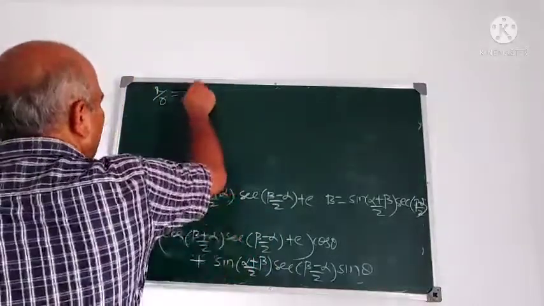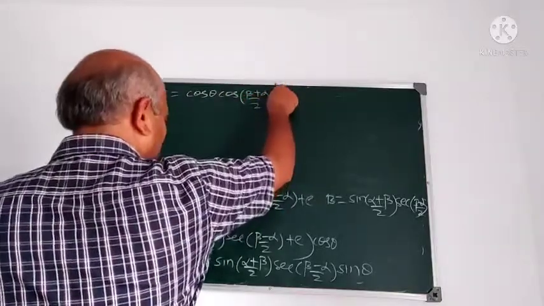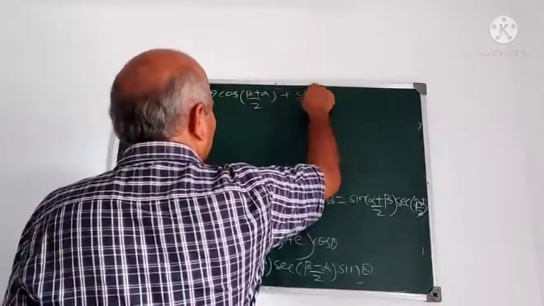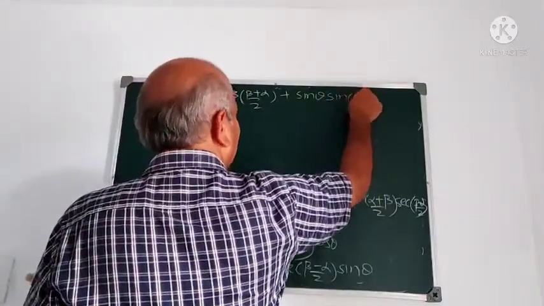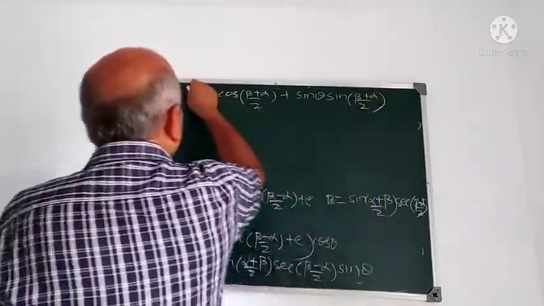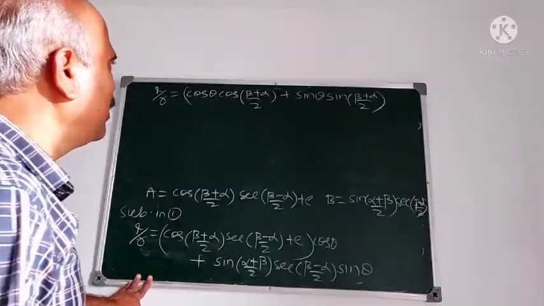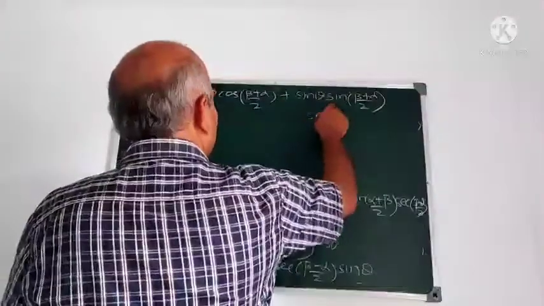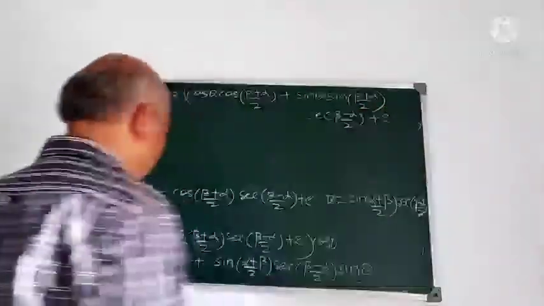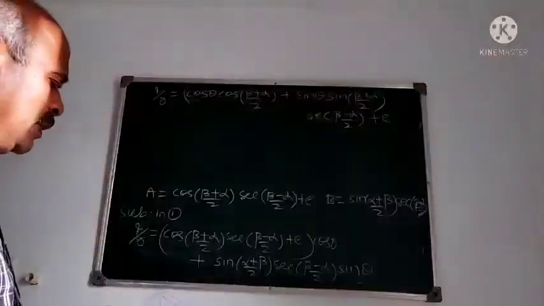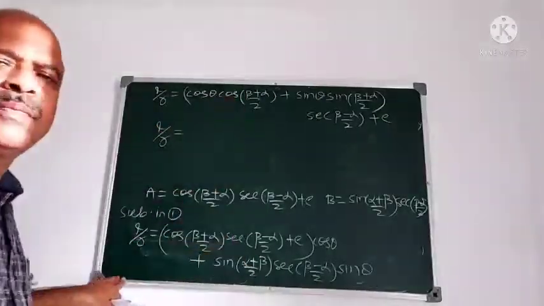So what do you get? Cos theta cos((beta plus alpha)/2) plus sin theta sin((beta plus alpha)/2) into sec((beta minus alpha)/2), correct? Plus E. This is the polar equation of the chord joining PQ.